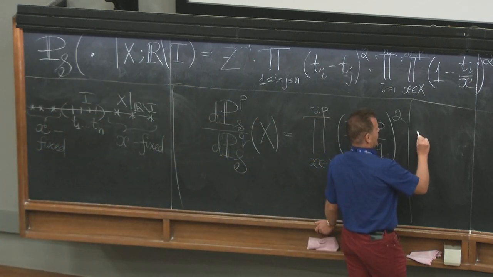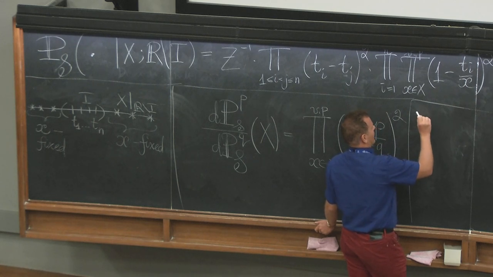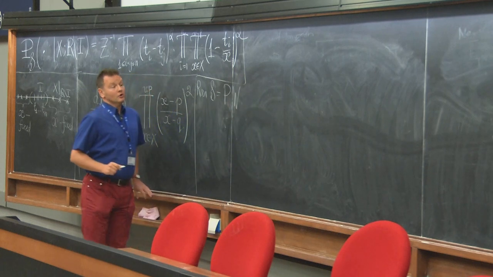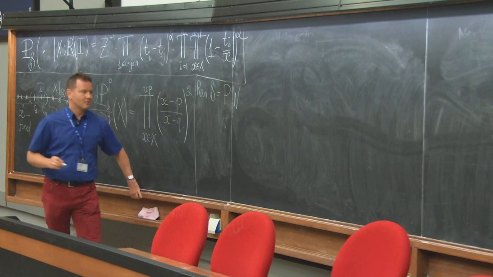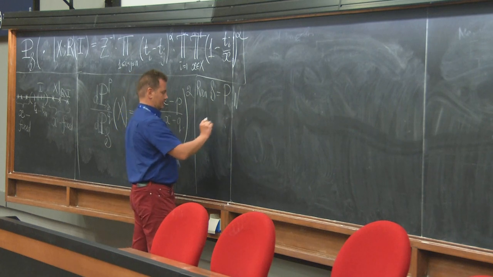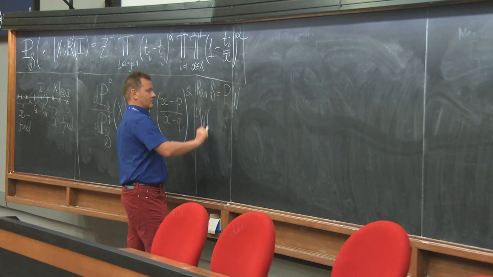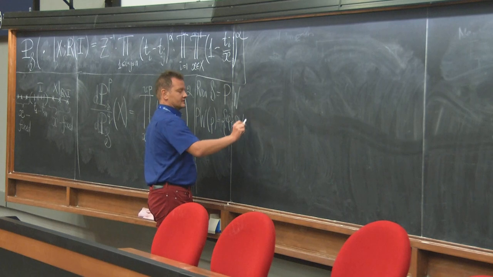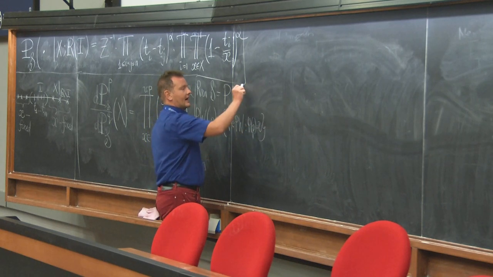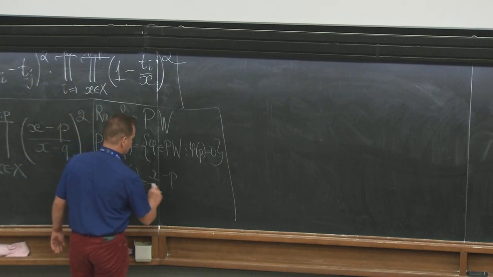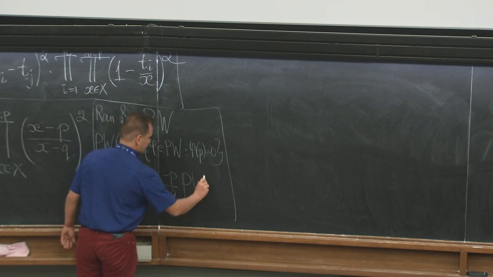are related, so L, the range of the sine kernel. Let us recall that the range of the sine kernel is just the Paley-Wiener space, so the space of functions whose Fourier transform is supported on minus pi, pi. And so we consider the space PW of P, being the space of functions phi in Paley-Wiener such that phi of P is equal to zero. And then we have the relation: PW of P is equal to x minus P over x minus Q times PW of Q.